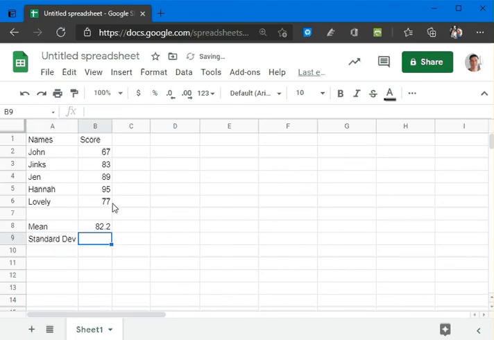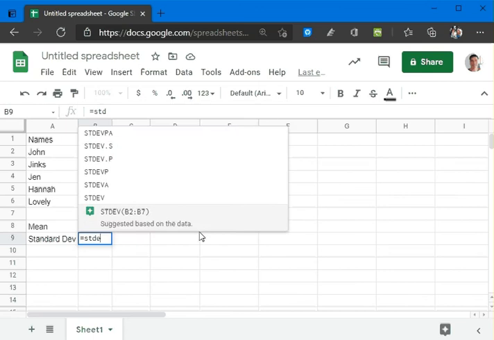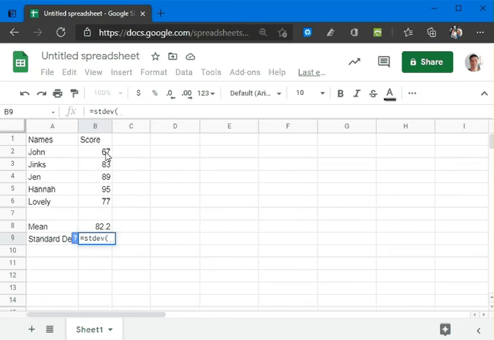Okay, so to get the standard deviation, the formula is STDEV, and then open parenthesis, the range, the list of scores, the list of values or data, starting from there up to there, and then close parenthesis, then enter. So we have now the standard deviation of 10.8, and the mean is 82.2. So now we have to apply the plus and minus from the 82.2. Equal 82.2 minus the 10.8. So we have that result.